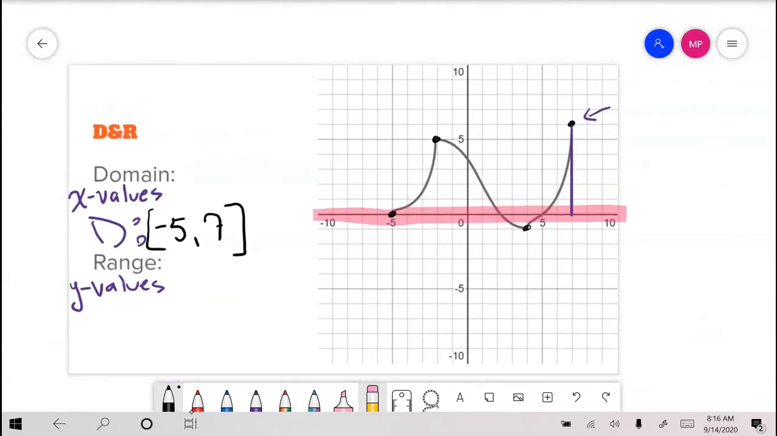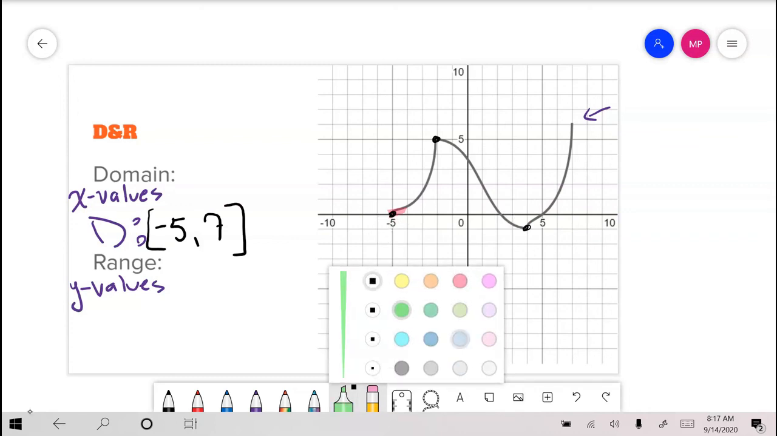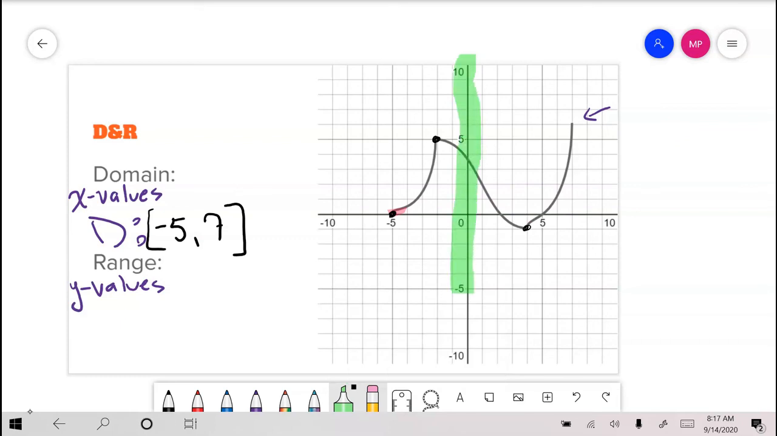So we're looking for the lowest y value and the highest y value. We're going to remember with range, it's the y values. So we're going to highlight the y-axis in just a second, so we know what to be looking for. So we have our y-axis right here. And if we're looking for the lowest y value, we're just going to follow along the graph to see where it lands, and it looks right about here is probably the lowest point for the y value. So remember, up and down.